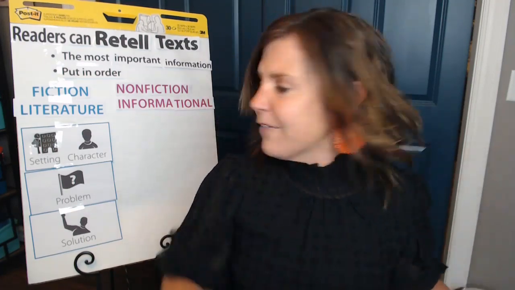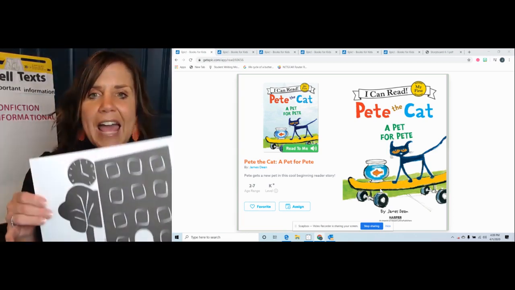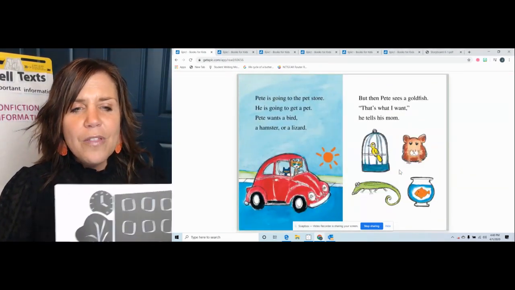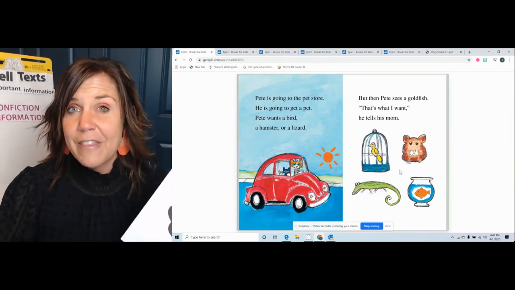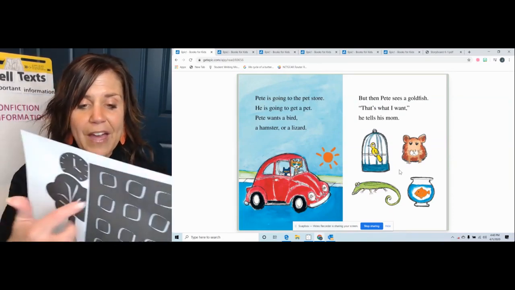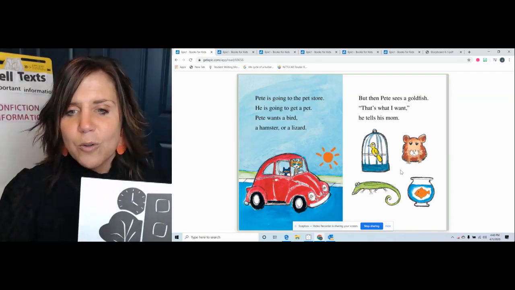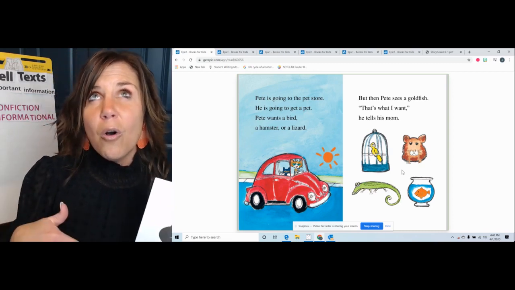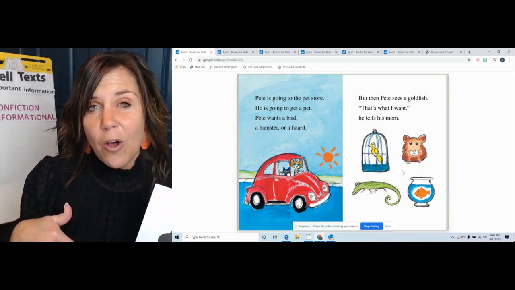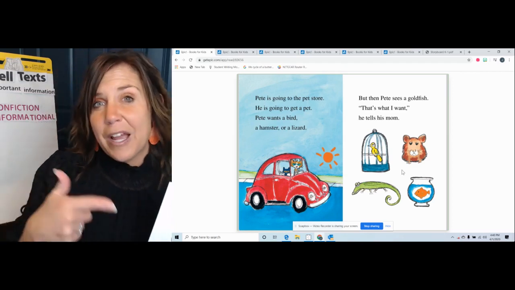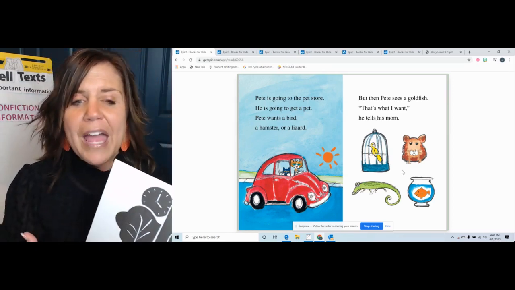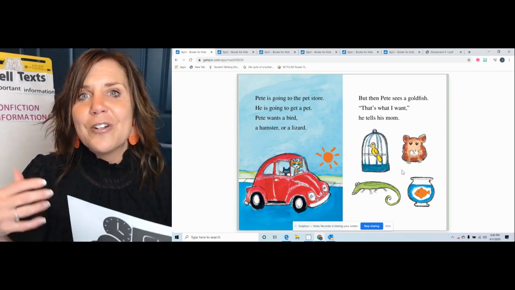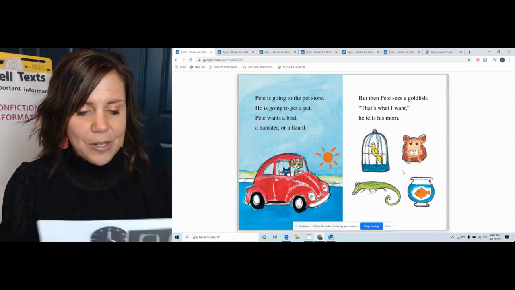So the first piece of information I need is the setting. So I think about Pete the Cat, and I'm just going to flip through the pages here. I know that he goes to a pet store at the very beginning to get a pet. And so that could be the setting. He's going to the pet store, but also the setting can change in the story because he also goes home and he paints pictures of his pet at home, and then he goes to school, and then he goes back home. And so the setting sort of changes, but it's Pete's town, where Pete lives, and it starts at the pet store and his house.